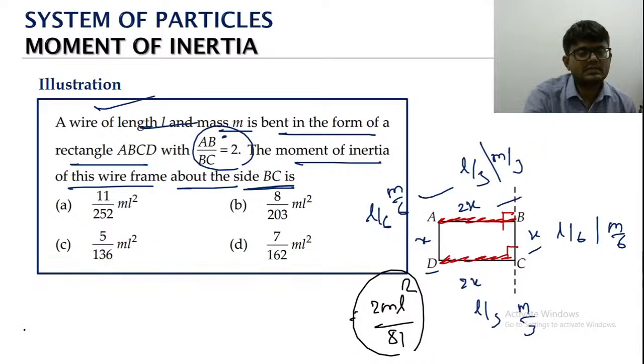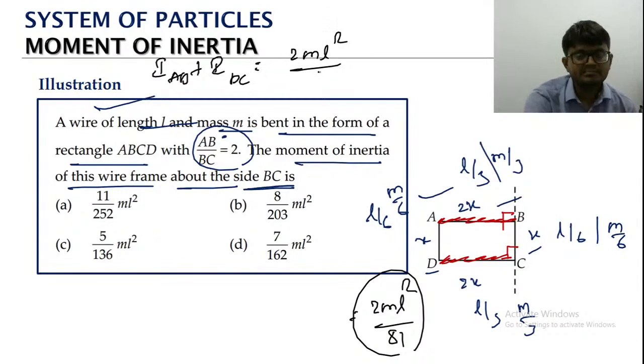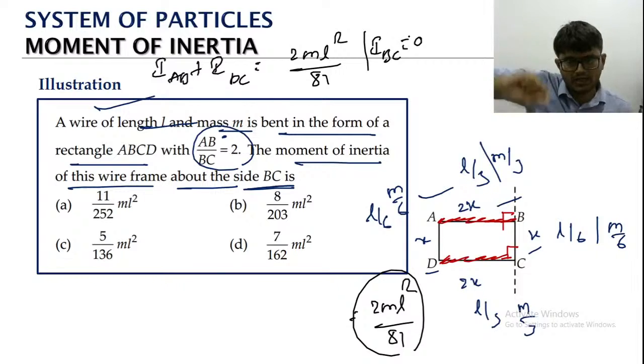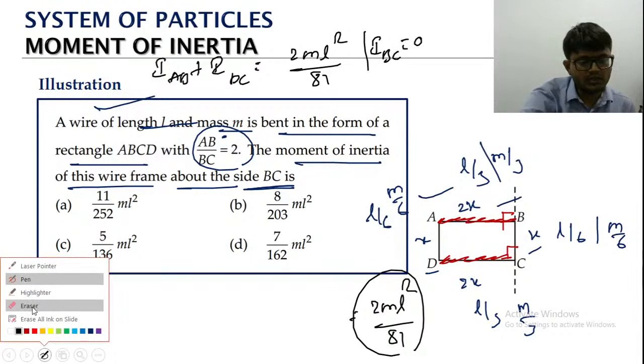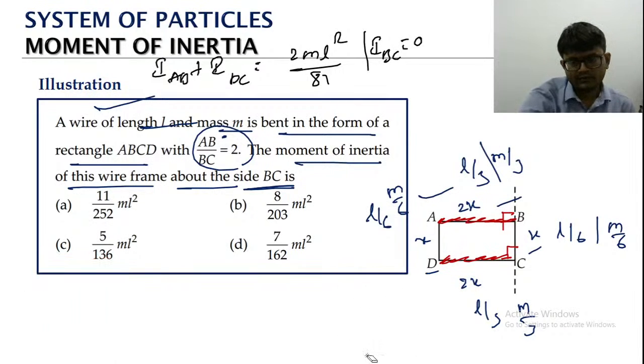Okay, so what is this? Moment of inertia of the AB part plus moment of inertia of the DC part. Both are added to give us 2ml square by 81. Now what about the moment of inertia of the portion BC? That is 0, because that rod is fully lying on the axis, right? So it will be 0.